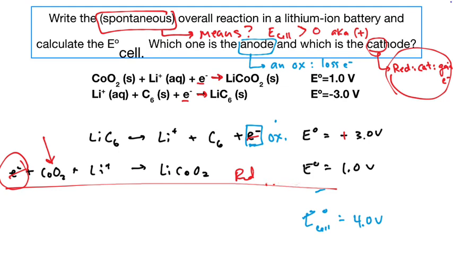This is why you write it down. This would be the cathode. Red cat, right? The blue one is our oxidation, which is our an ox. We'd go over to our reactant. There's our anode. Everybody got it? Yeah.